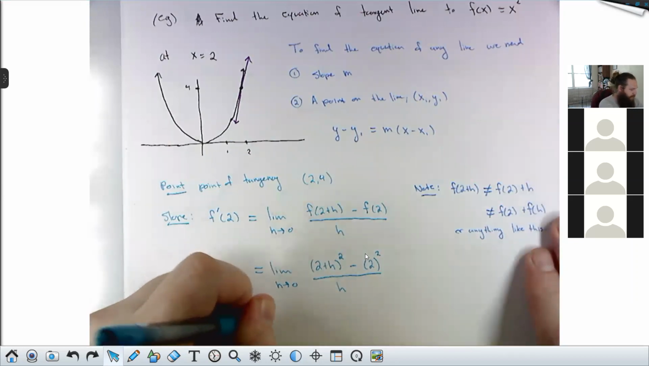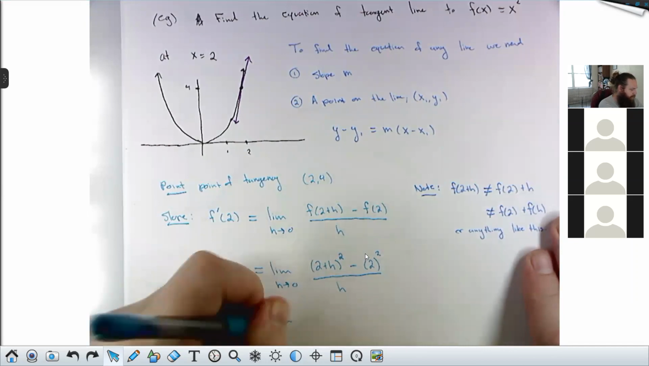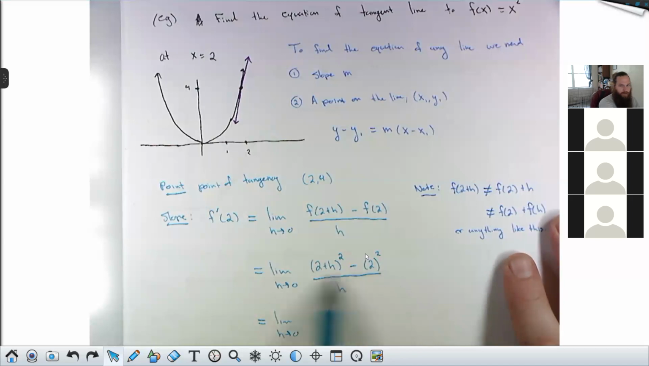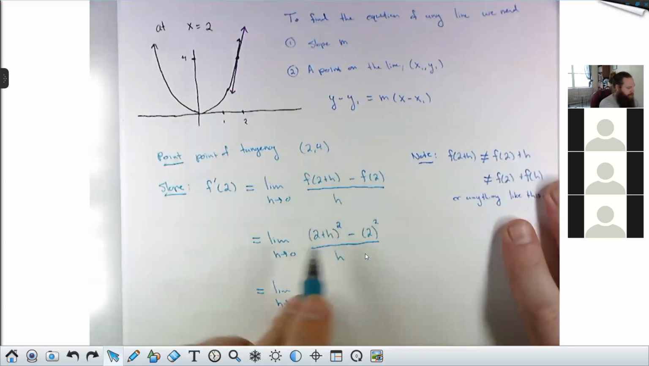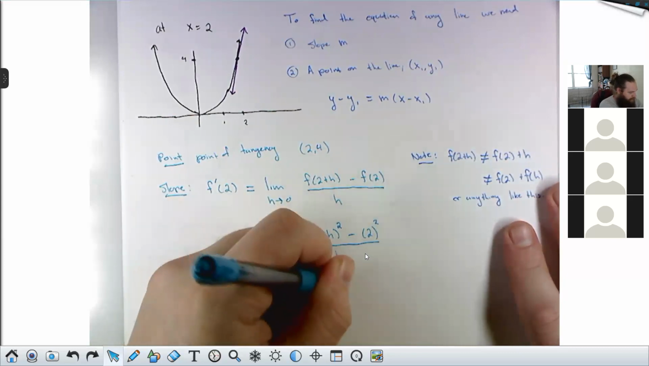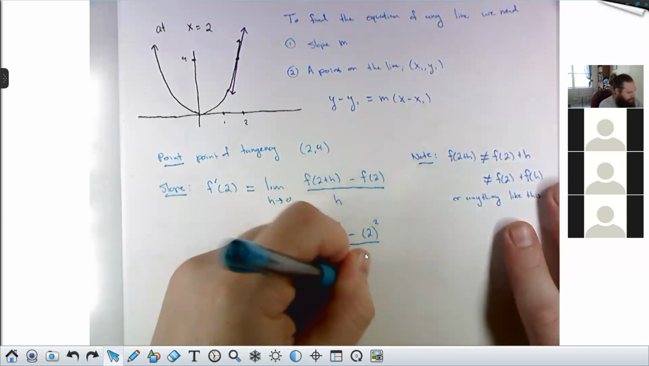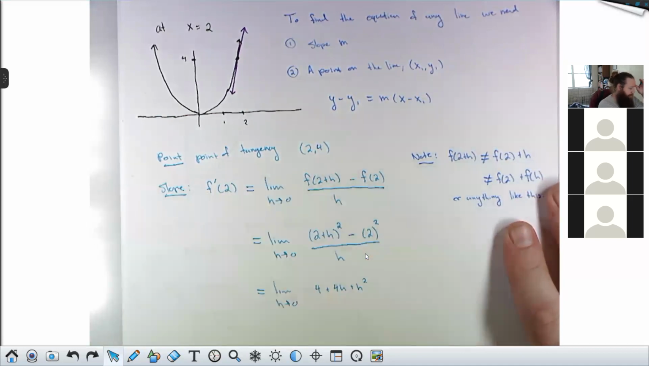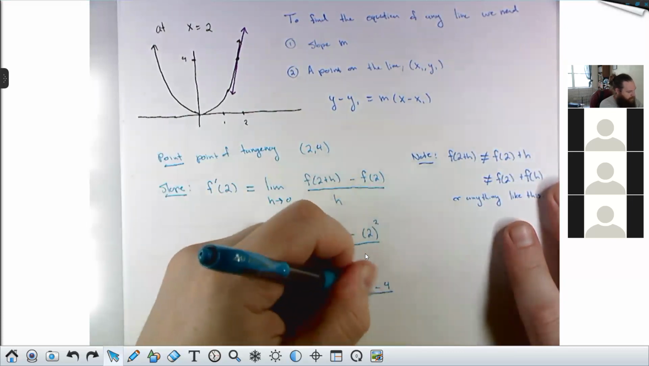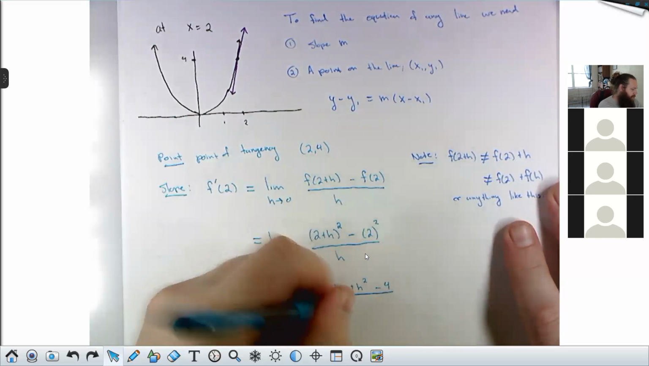All right. Like I said, you cannot compute this limit using direct substitution, at least not in this form, because the bottom is 0. That's no good. But I can expand out the top. So 2 plus h all squared, that's 4 plus 4h plus h squared. All right, we FOIL it out. 2 times 2 plus 2 times h is 4h plus h squared. And then you've got minus 2 squared, that's minus 4. And that's all over h still.